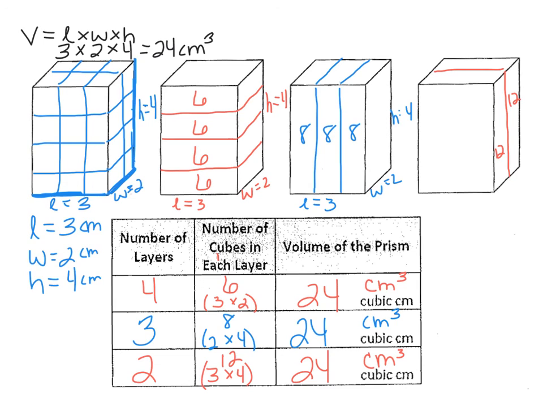So we just proved 4 different ways: original rectangular prism, 4-layered rectangular prism, 3-layered rectangular prism, and 2-layered rectangular prism. All had a volume of 24 cubic centimeters. Make sure everything I did, you did as well.